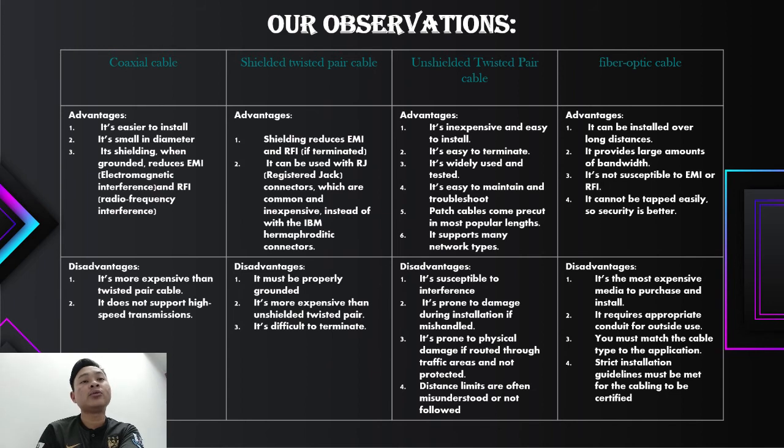Second, it is easy to terminate. Third, it is widely used and tested. Next, it is easy to maintain and troubleshoot. Next, the cable comes precut in most popular LANs. Last, it supports many network types. For example, it is used for telephone communication, used in 10Base-T networks, and used in token ring networks.